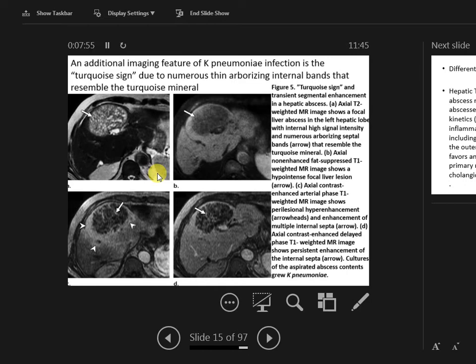An additional imaging feature of Klebsiella pneumoniae infection is the turquoise sign, due to numerous thin enhancing internal bands that resemble the turquoise mineral. This is the mineral, the bands take contrast.